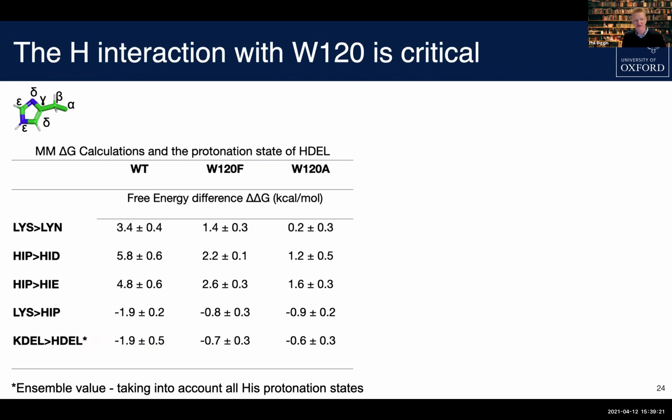Okay, and we can do that in quite a complex way, which I'm not going to bore you with, but we can take into account all of the His protonation states by weighting them correctly and so on. And you can see here that even molecular mechanics is able to pick up that the HDEL is going to bind by about 2 kcal per mole better than the KDEL bound state. That's quite nice to see molecular mechanics pick that up. And if you mutate W120 to an F or an alanine, then you see that this starts to drop away, and you don't get any preferential binding.